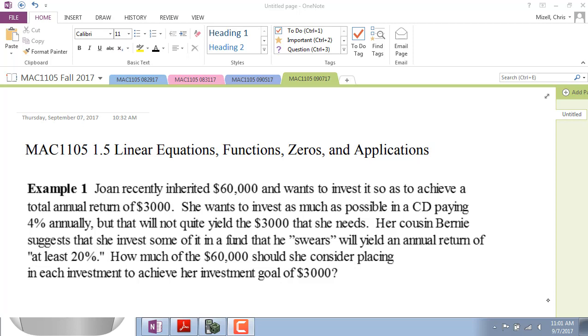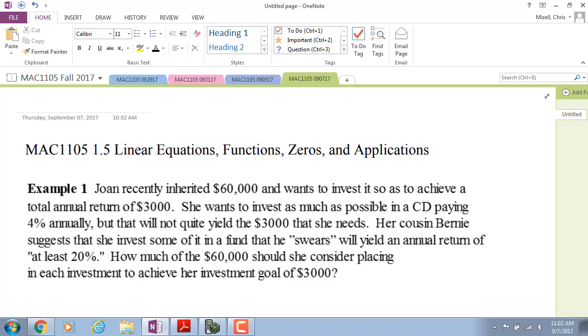So we've got an equation involving simple interest. Joan recently inherited $60,000. Sad for her loss, happy for her gain. She wants to invest it so as to achieve a total annual return of $3,000. Not sure where she got her mindset on this $3,000 number, but evidently she doesn't have anything that she wants to spend the money on right away, but she feels like if she can just wait a year, and then a year from now try to figure out how she can spend $63,000, maybe she'll have it figured out by that point. But she wants to earn $3,000 in interest from this investment in the next year.